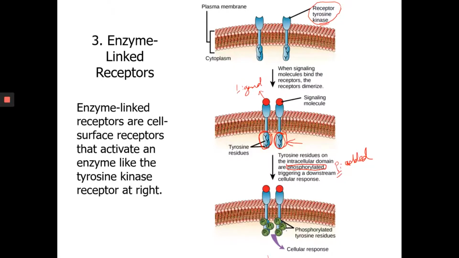Now the enzyme portion of the receptors can activate other proteins, and then these proteins will eventually trigger a cellular response. Again, this is the ultimate outcome, and it's going to be through a series of pathways. But first of all, you have to activate the enzyme portion of the receptor, and then that enzyme will activate other proteins, other enzymes, and eventually that's going to lead to a cellular response. So this is how enzyme-linked receptors work.